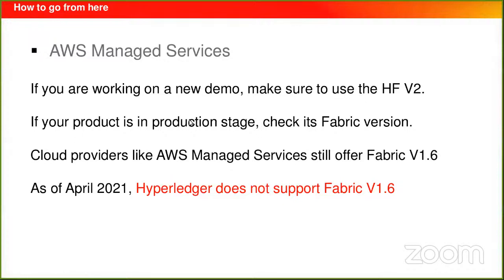And then if your product is in production stage, check its Fabric versions. Cloud providers like AWS Managed Services are still using version 1.6. And as of April 2021, Hyperledger does not support version 1.6, which means there is some risk involved. AWS has good security, but there are still areas that, when not supported, open the door to security risk.